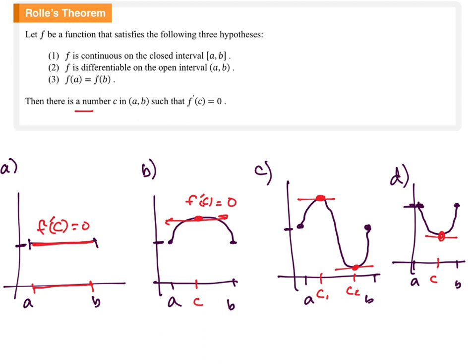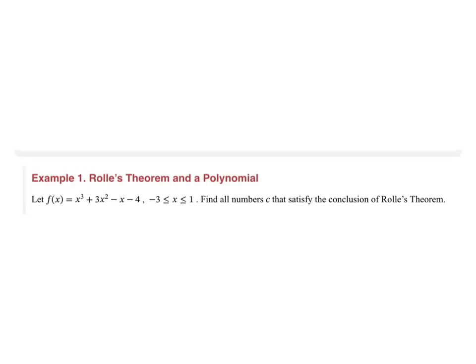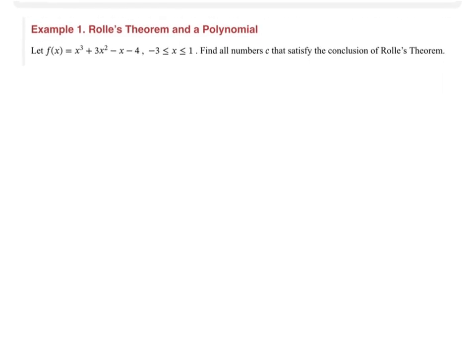Okay? Okay, so let's go on to example 1. Before you can use Rolle's theorem, you've got to do what? What do you have to prove? Okay, you have to prove that it's continuous, therefore differentiable, and that A and B are equal. Before we can use Rolle's theorem, we have to prove that f of A equals f of B.